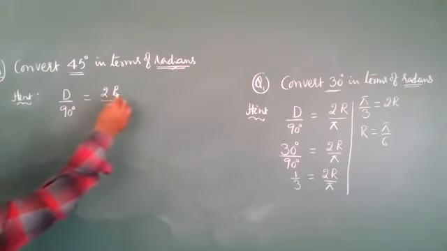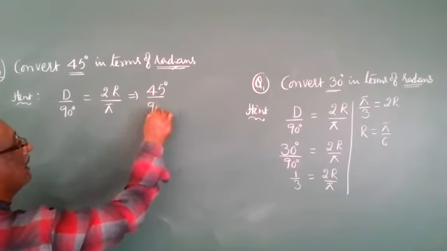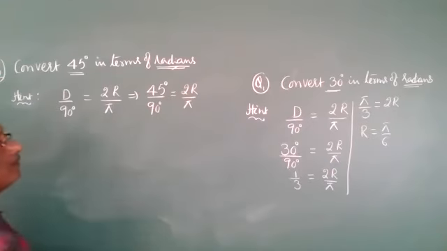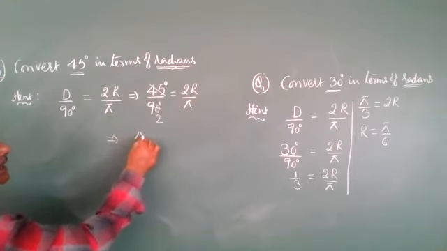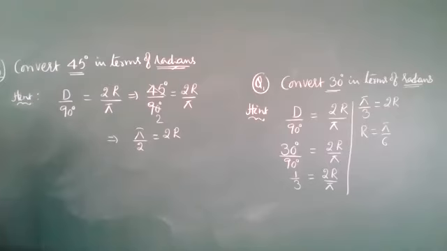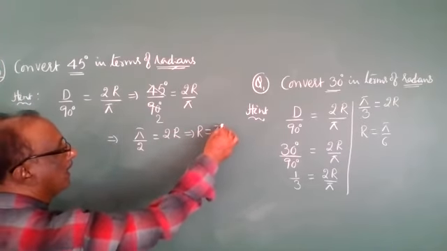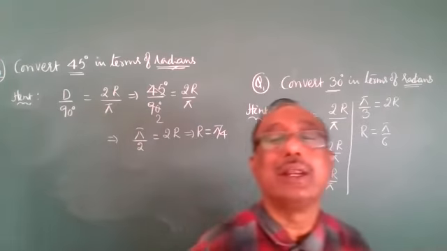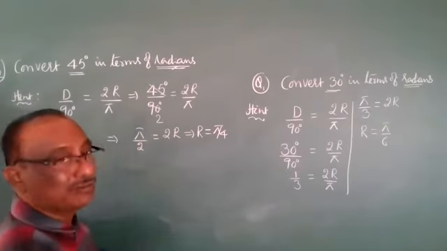Here 45 degrees is given: 45 by 90 is equal to 2 capital R by pi. The 2 times cancels. Cross multiplication: pi by 2 is equal to R, where R is the radian required. So R is equal to pi by 4 radians. 45 degrees is equal to pi by 4 radians. Very good, Afzal. I will write the next problems, we can do them fast.